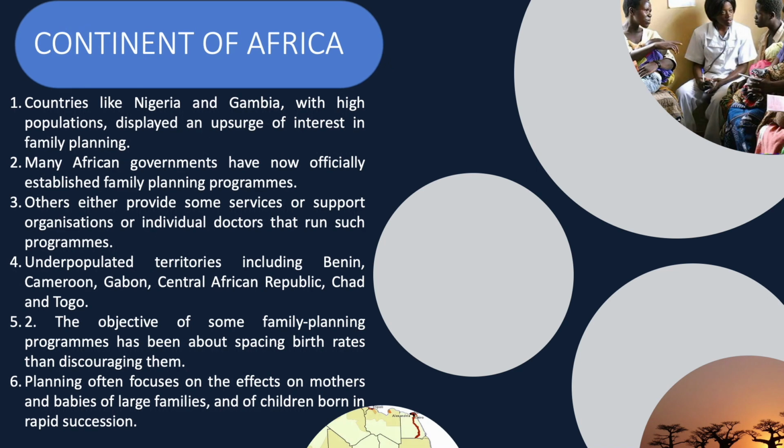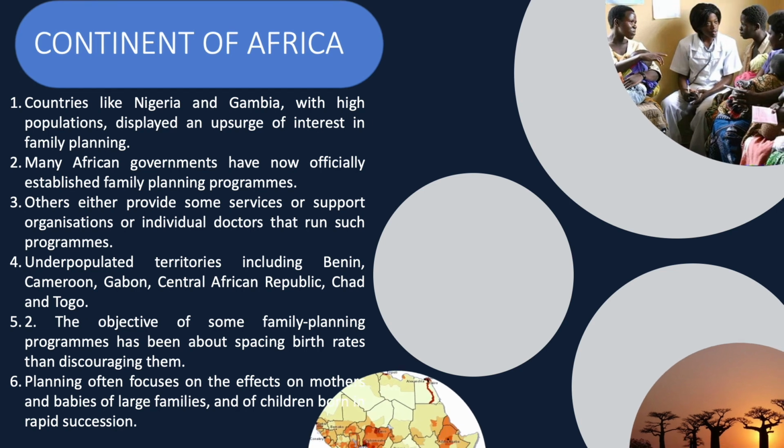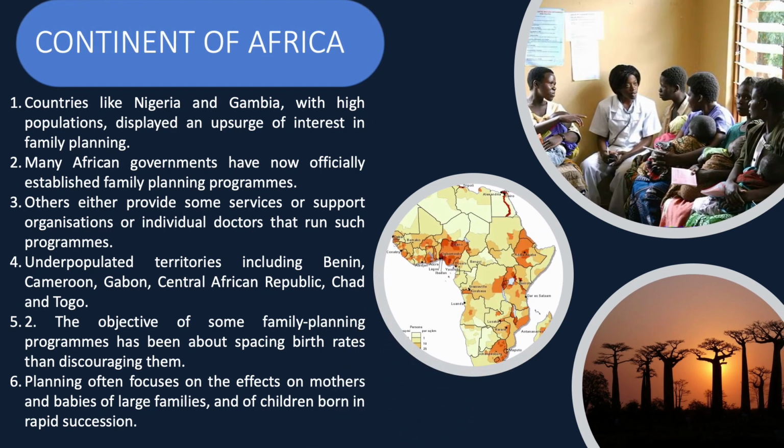African countries like Nigeria, with a huge population of 170 million, and Gambia, three-fifths of whose population of 1.8 million is under 24, have also displayed an upsurge of interest in family planning, and understandably so. According to the International Planned Parenthood Federation, many African governments have now officially established family planning programs, and others either provide some services or support organizations or individual doctors that run such programs.